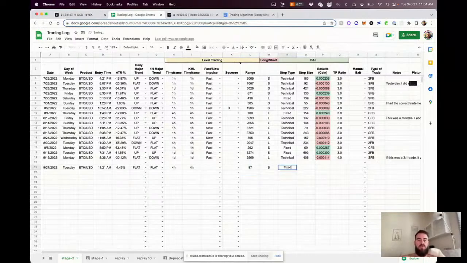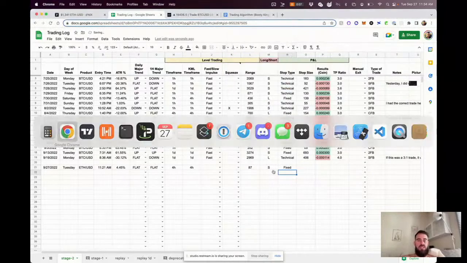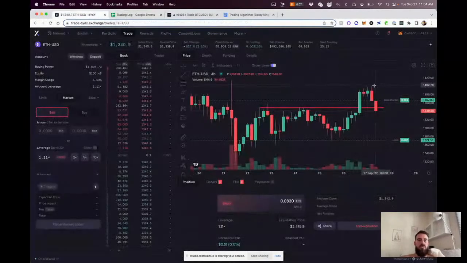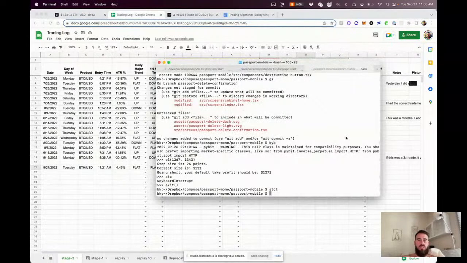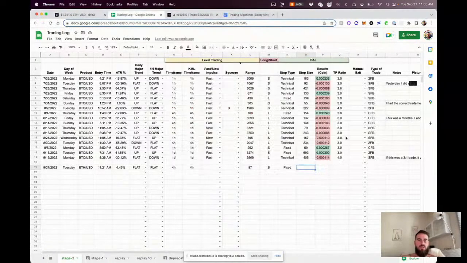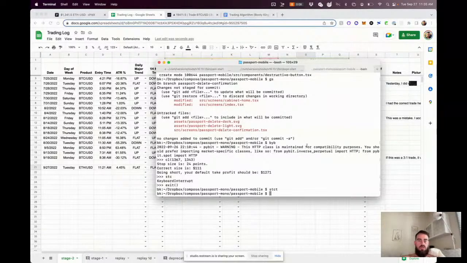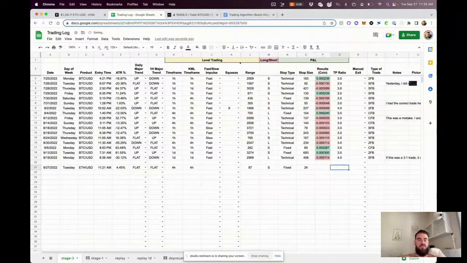And we're using a fixed stop here. A technical stop would be if I were to set my stop loss at the top of the piercing. In this case, that would be way too big of a stop loss, and our take profit would be way down here somewhere. So we're using a fixed one, which is not as good. And our stop size is 24. This is a complex false break. Don't know the results yet.